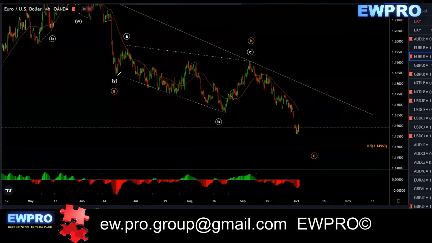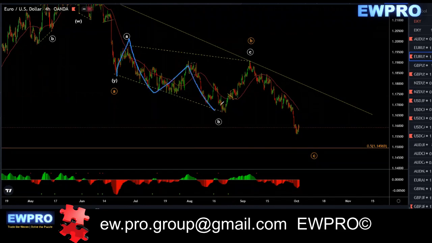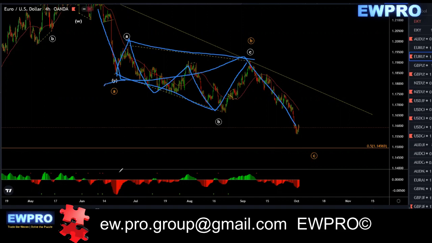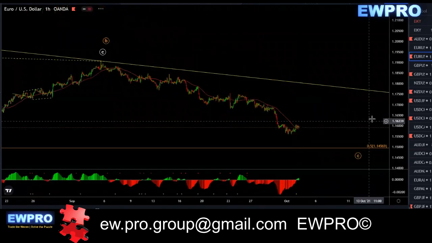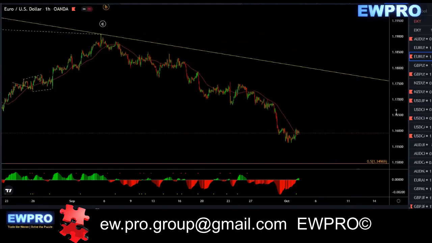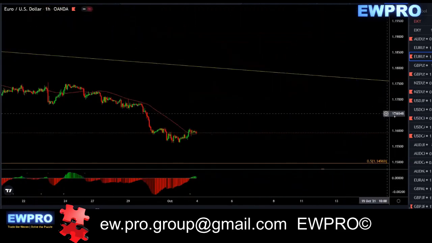Because we got this A, B, and a C up in here, we're looking for that flat. That's why we're looking for that A, B, C. Between this low here and this low here, we do have bullish divergence. So it's quite difficult because on the H1, we don't have any bullish divergence, but we are getting a little bullish flag here.